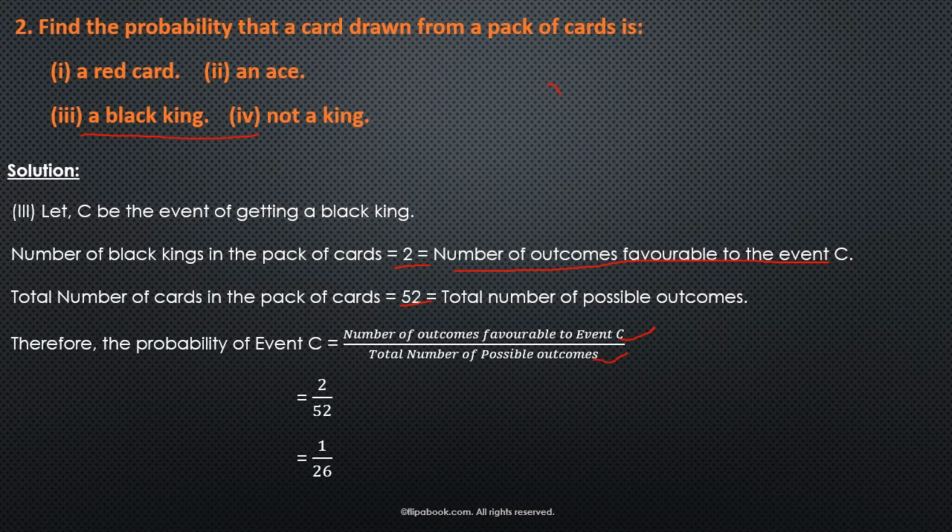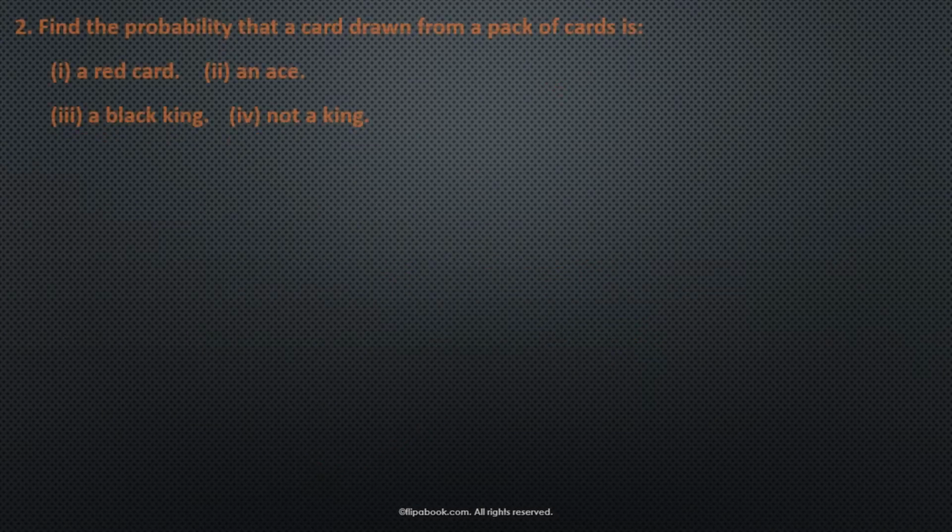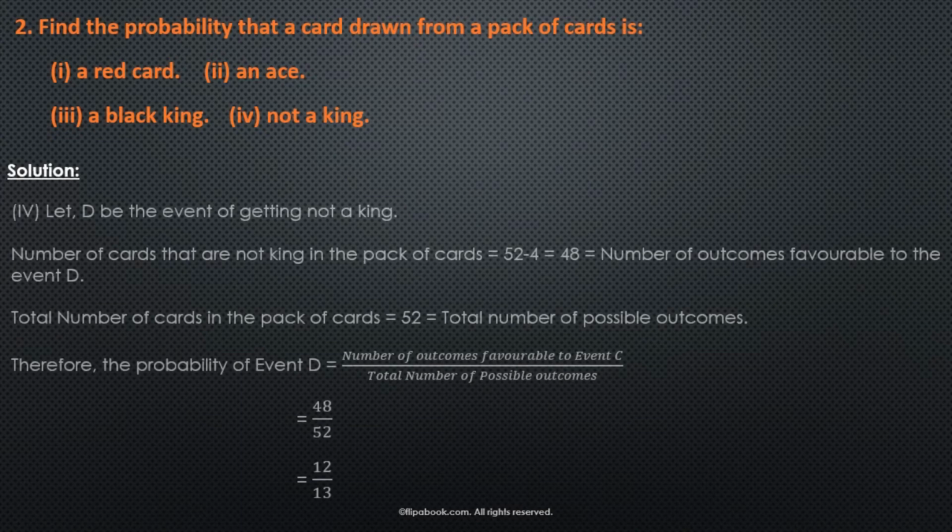Last one, not a king. You have to assume let D be the event. This is the same thing. The same thing gets repeated over and over. Now, in case of not a king, how many kings are there? 1 king for each category, that is 4. Total number of cards is 52.